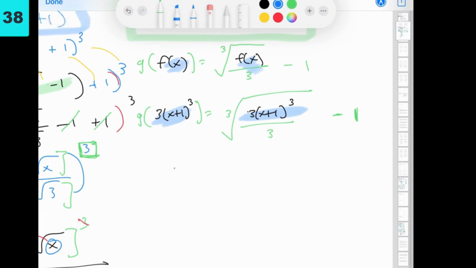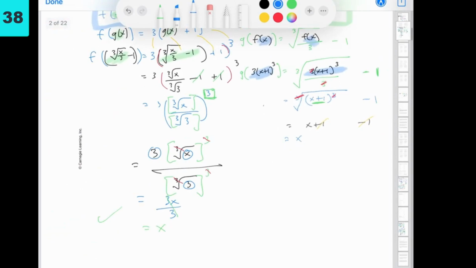Okay, so what can we do here? Well, these 3's, 3 divided by 3 is 1, so now you have the cube root of x plus 1 to the third power minus 1. And then again, same thing, this 3 and the cube root out here are opposites, so you're just left with what's inside. So now we have x plus 1 and that minus 1. Negative 1 plus 1, that will equal x. So that is good. They're both equal to x, therefore they are inverses. Woo-woo. See you guys.